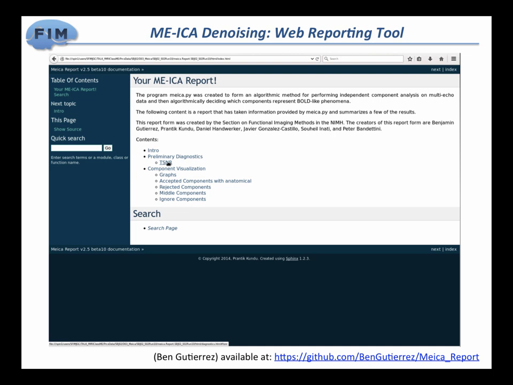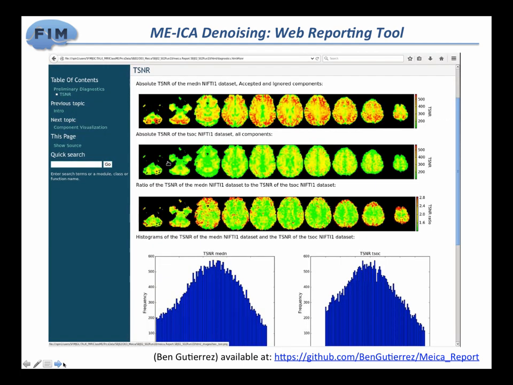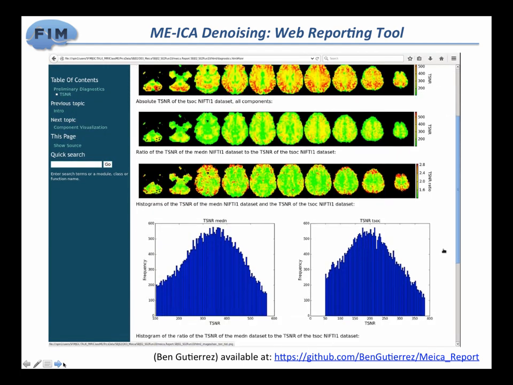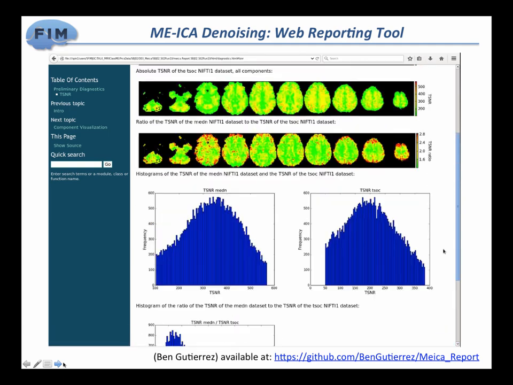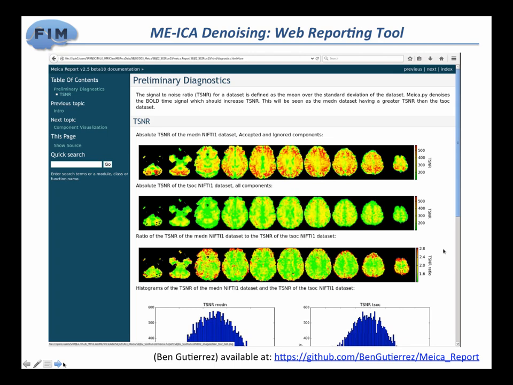So here is a similar thing, and I'm going to play a little video here so you can see the type of things you get. It gives you TSNR maps for the different parts, for the original data, for the denoised. It gives you a histogram of TSNR, so you can see on average how much of an improvement there was. Those are interesting to look at just to get a feeling of how much it makes a difference.